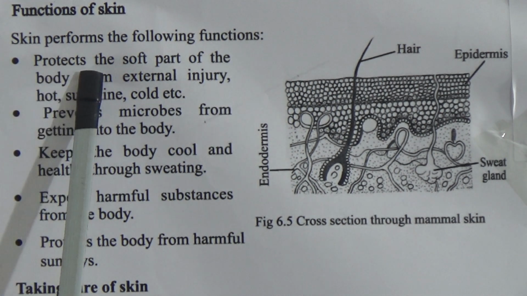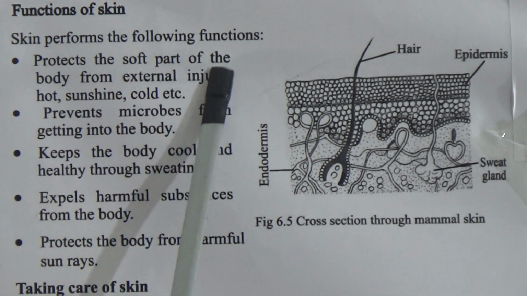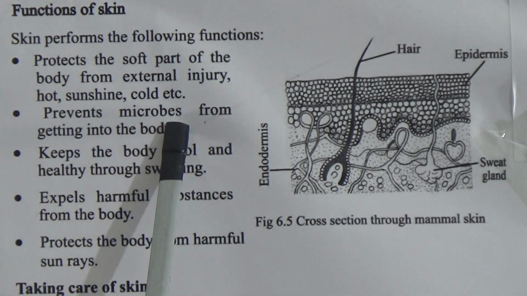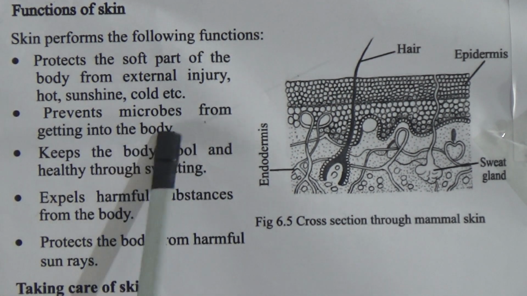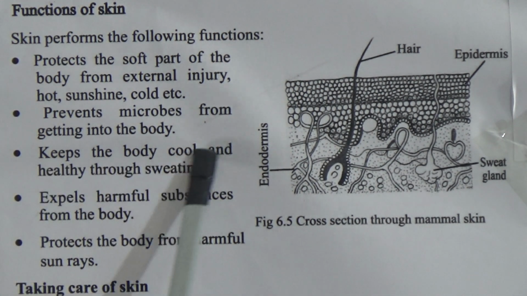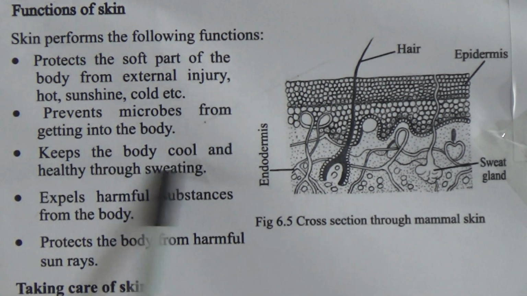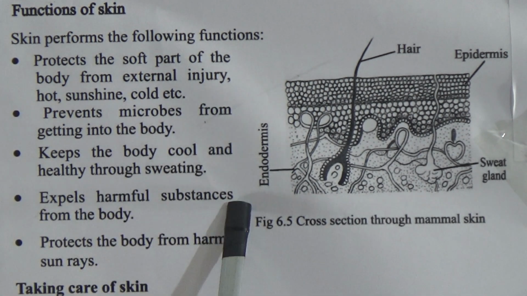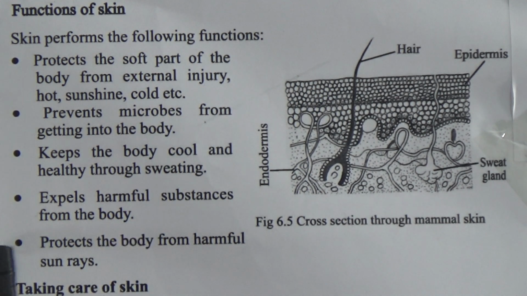First one is protecting the soft parts of the body from external injury, heat, sunshine, cold, etc. Second one is preventing microbes from getting into the body. Third one is keeping the body cool and healthy through sweating. And fourth one is expelling harmful substances from the body. And last one is protecting the body from harmful sun rays.